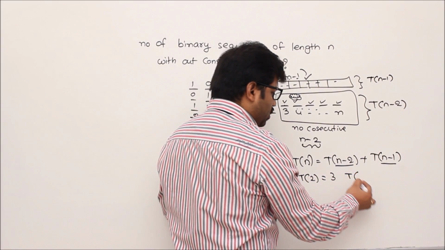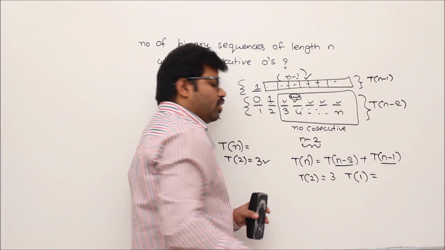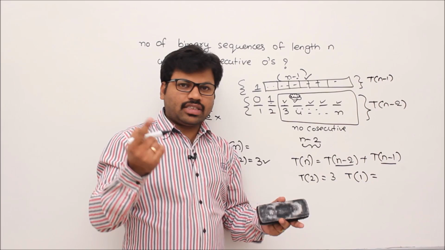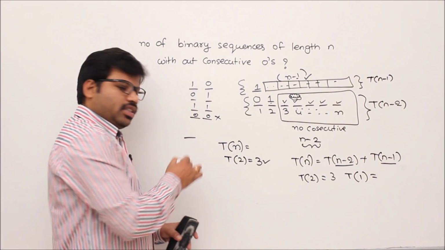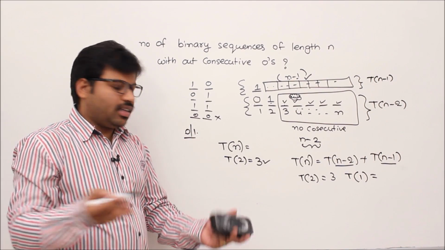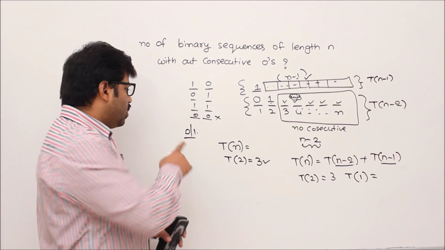Let me take one more smaller problem, T of 1. So T of 1 equals the number of binary sequences of length 1 without consecutive zeros. That means you have only one position. Then you can fill either 0 or 1. So either way is successful, right? So that's why it is 2.